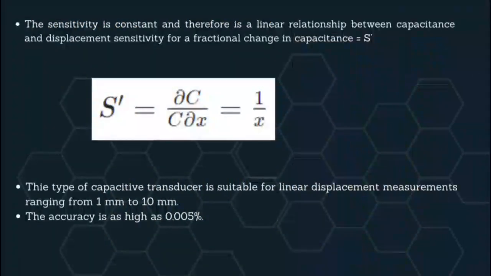So, let's move to the sensitivity. What is sensitivity? The sensitivity is constant, and therefore there is a linear relationship between capacitance and displacement. The sensitivity for a fractional change in capacitance is equal to S prime. This type of capacitive transducer is suitable for linear displacement measurements ranging from 1 mm to 10 mm. The accuracy is high, at 0.005%.